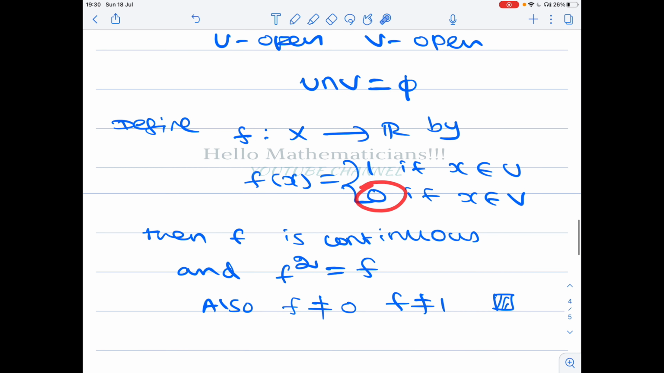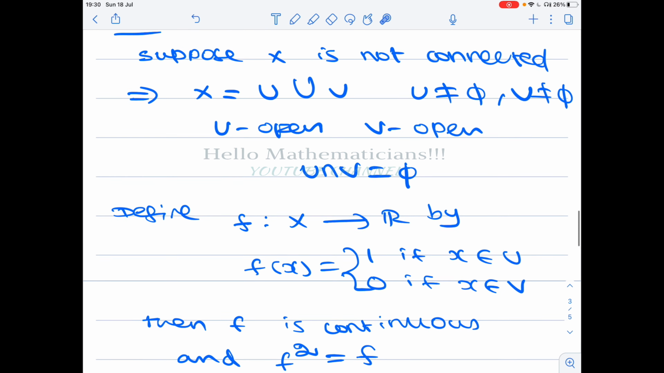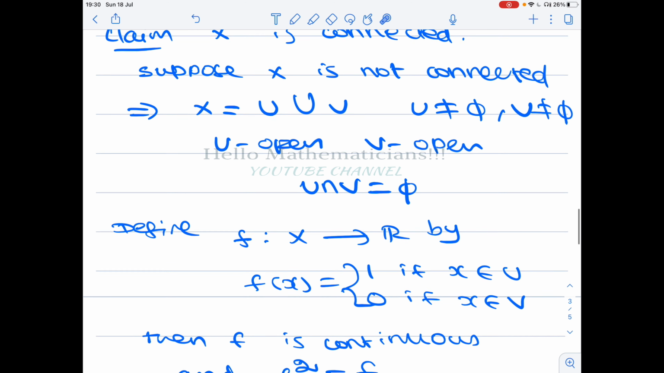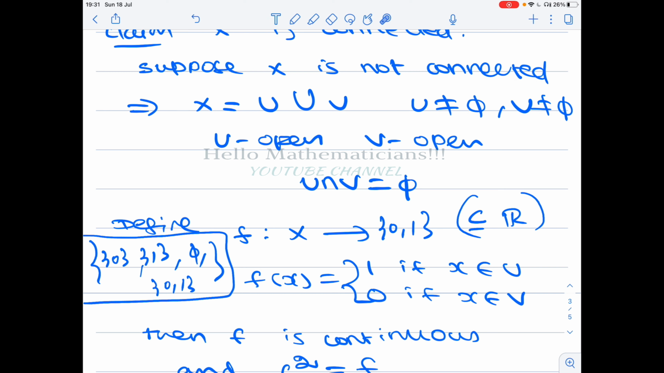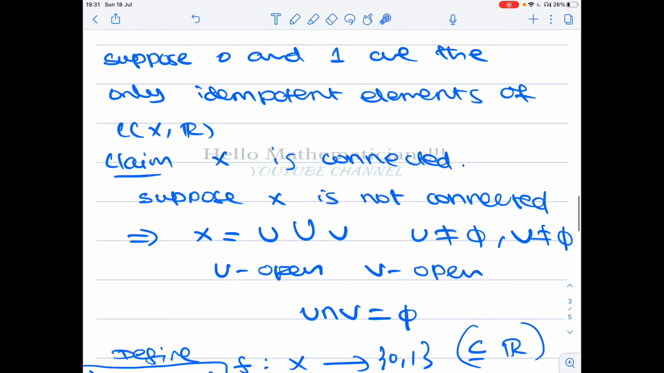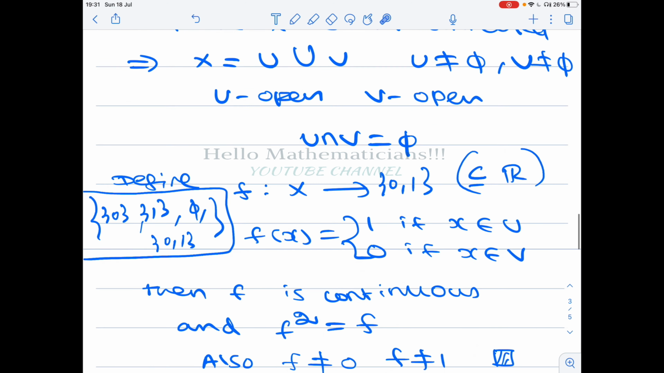Then this function is continuous. Why is this function continuous? We will show that the inverse image of an open set is open to prove that f is a continuous function. Now f takes the values only 0 and 1. So basically f is a continuous function from X to {0,1}. If it is a continuous function from X to {0,1}, basically it is a continuous function from X to R also. So therefore such an f will belong to C(X, R). That is not a problem.